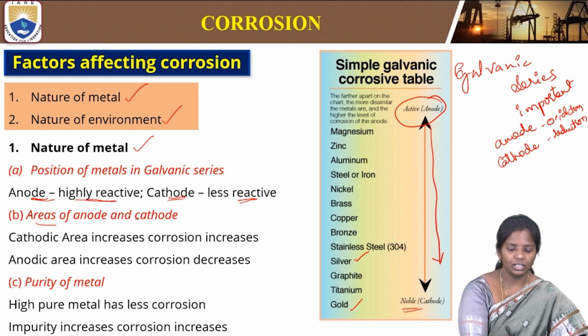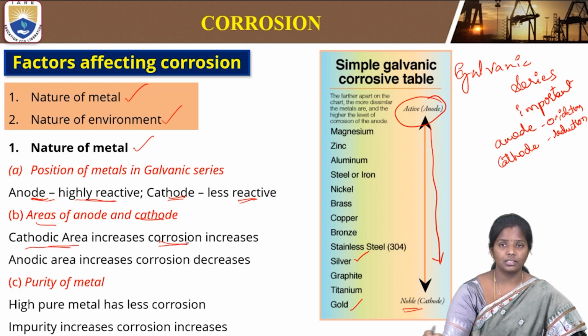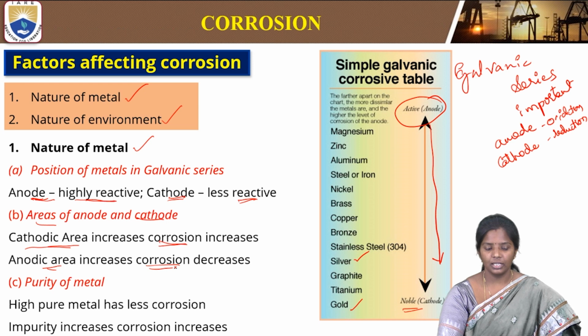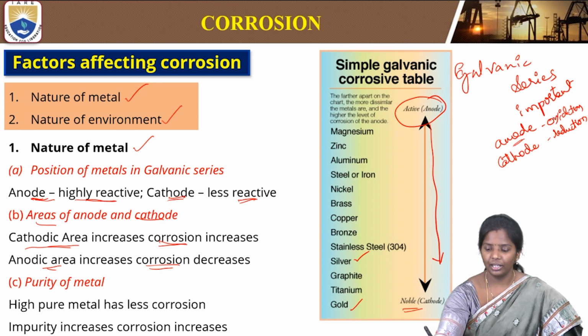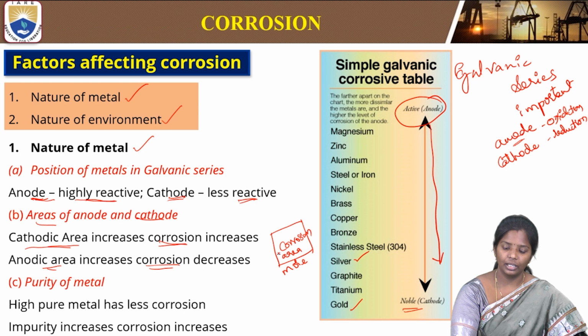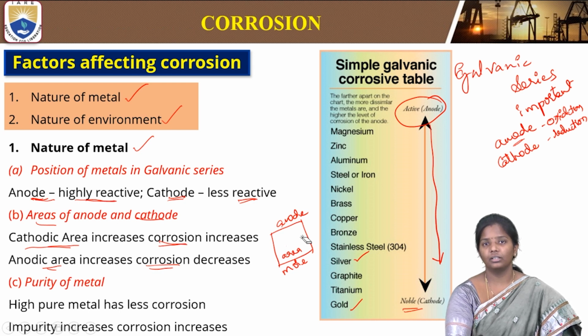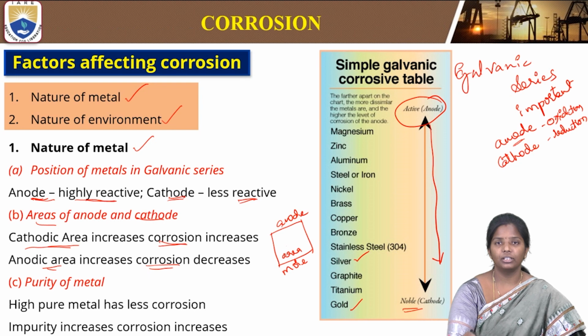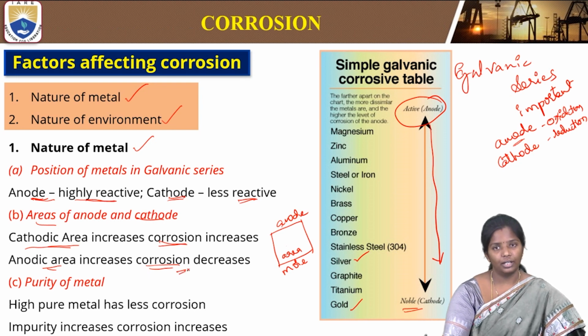The areas of anodes and cathodes are also important, because if the cathodic area increases, corrosion will increase, and if the anode area increases, corrosion decreases. Because at the anode oxidation takes place, when the area of the anode is large, sufficient reaction has to take place to cover the complete area. So that is why the corrosion will reduce to some extent.